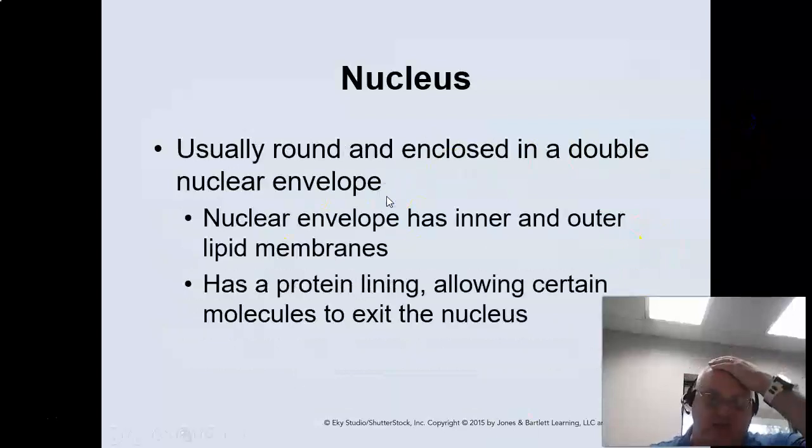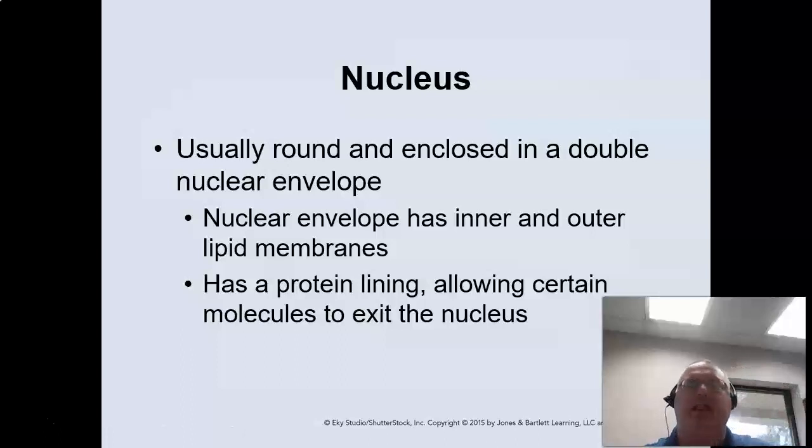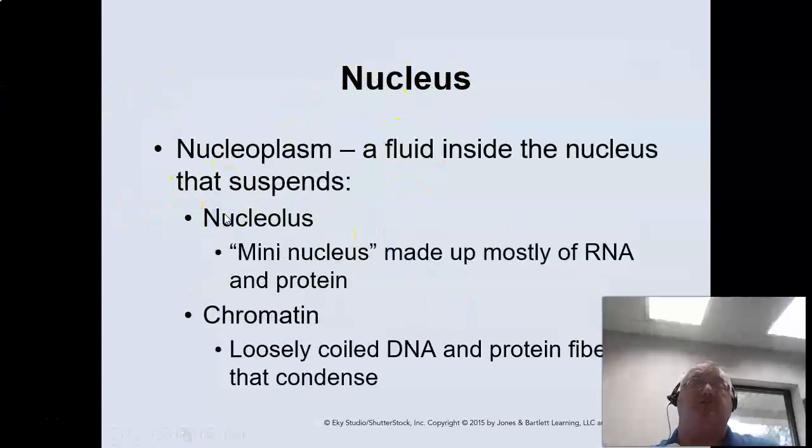Your nucleus is usually round and enclosed with a double layer called the nuclear envelope. It has an inner and outer layer. It's a lipid-based barrier with a protein lining that allows certain molecules to exit. These are usually messenger RNA. The nucleoplasm is just the fluid inside it. Now there's a little mini nucleus called the nucleolus, made of mostly RNA and protein. It's essentially the storage area for your RNA to allow transmission out of the nucleus.